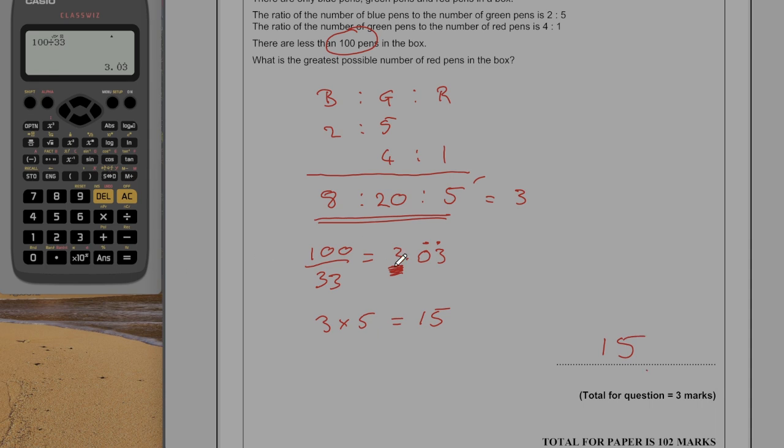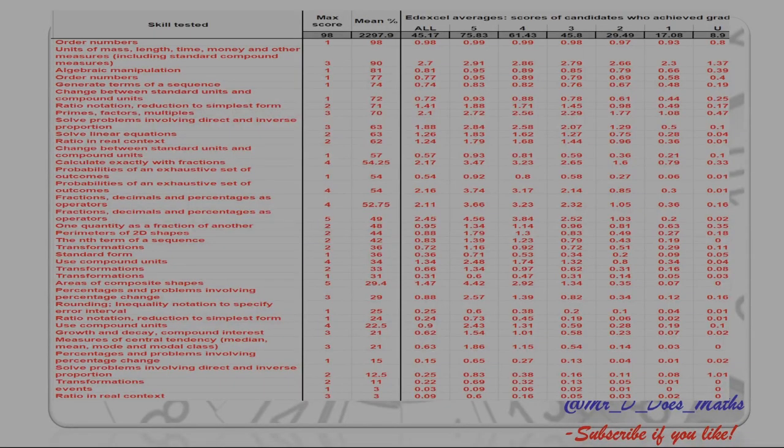Okay, and that brings us to the end of the paper. So before I sign off, I'll just bring up the topics that each of these questions were on and a rough grade boundary from past students. This is the topics that have been covered. So the skills tested are over here. This is the maximum score for each of them. There's a slight difference between the maximum score and the maximum score for the paper.